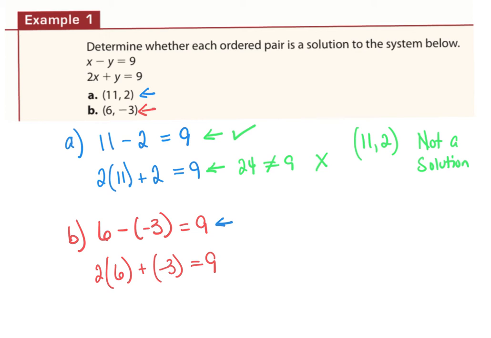For the first one, 6 minus a negative 3. Remember, minus a negative is the same thing as plus a positive. So 6 plus 3 is 9. Yes, that is true. For the second one, 2 times 6 is 12. 12 plus negative 3 is 9. Yes, that is also true, which means that 6, negative 3 is a solution.